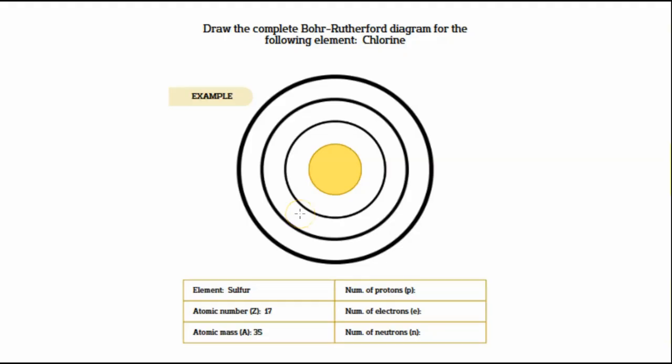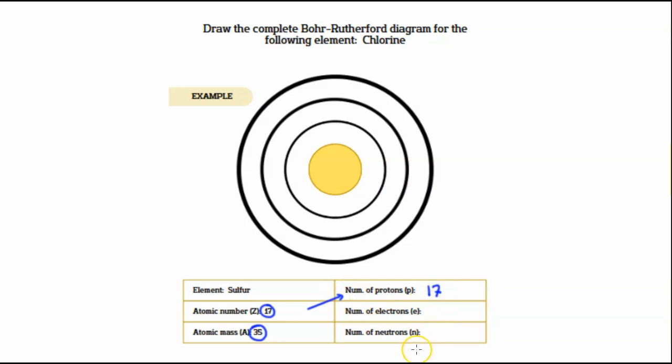The first step is learning how to find out how many protons, neutrons, and electrons are in an atom. So let's look at this example, chlorine. Chlorine has an atomic number of 17 and a mass number of 35. You can look that up on a periodic table. Now, the atomic number tells you how many protons there are. So we have 17 protons.